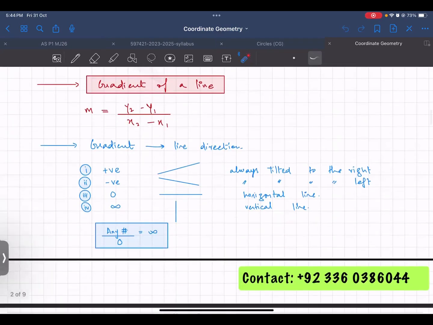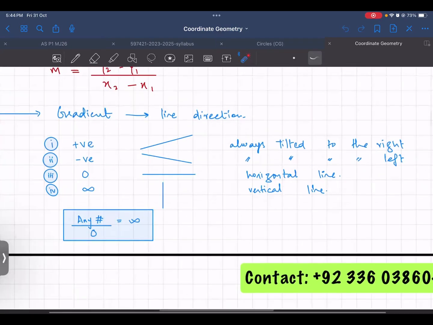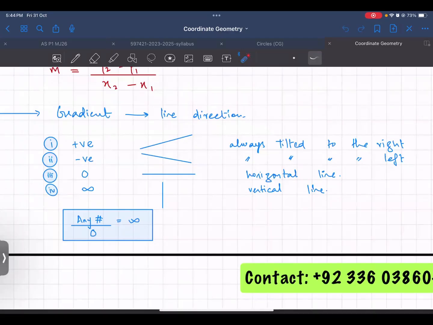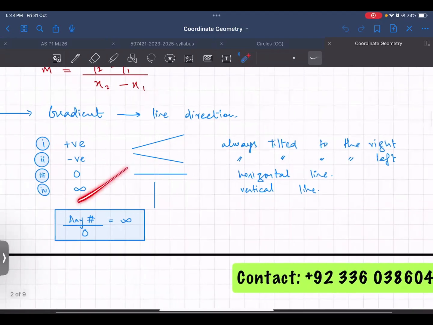Then gradient of a line. Now this is when you go deeper in the understanding of the gradients. These are four different cases of gradient that you can get for a line. Just by looking at the value of the gradient, you can understand the direction of the line, the shape of the line, the orientation as well. If your gradient is positive, if it is 5 or 2 or 3 or 7 or anything positive, then your line is always tilted to the right side.